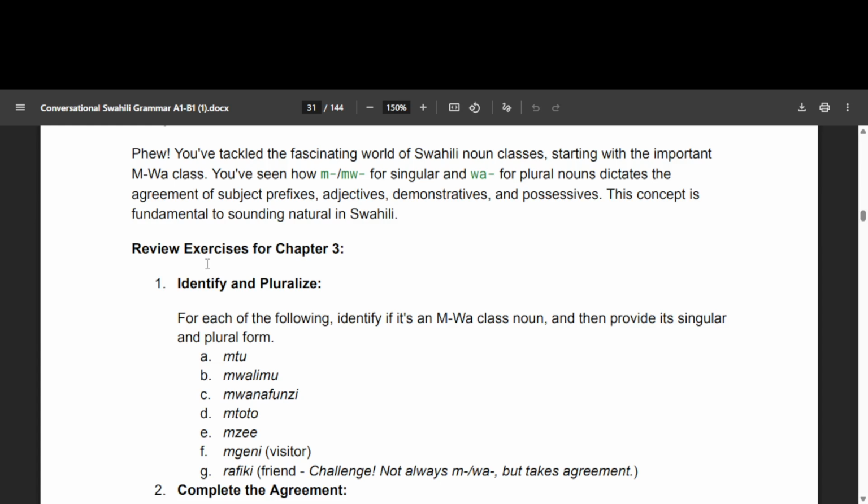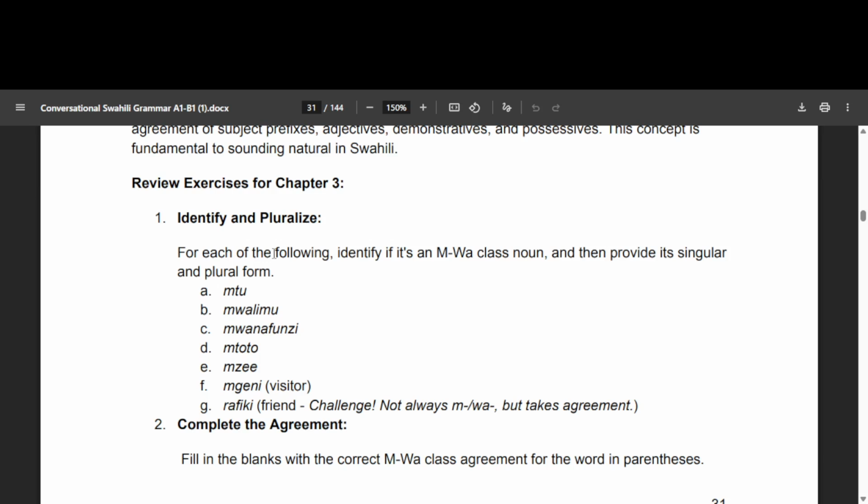Review exercise for chapter 3. Identify and make them plural. For each of the following, identify if it's an M-WA class noun and then provide its singular and plural form. So one is mtu. How is the plural for this? Mwalimu. Mwanafunzi. Mtoto. Mzee. Mgeni. Rafiki. Rafiki is a challenge. Not always M-WA, but takes the agreement. What is the plural for Rafiki?